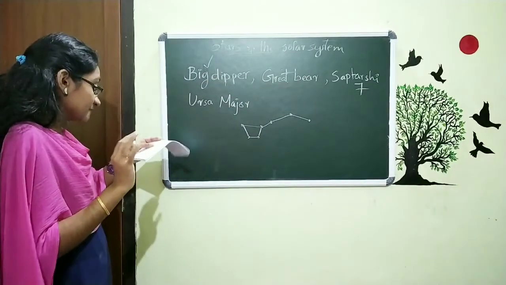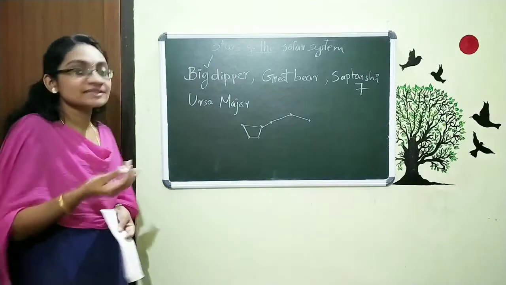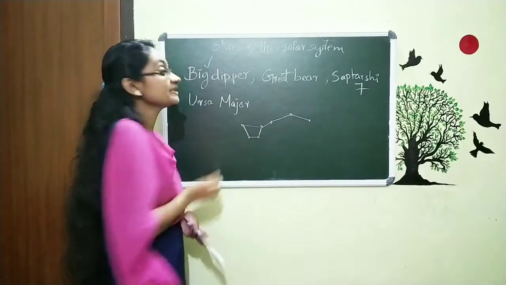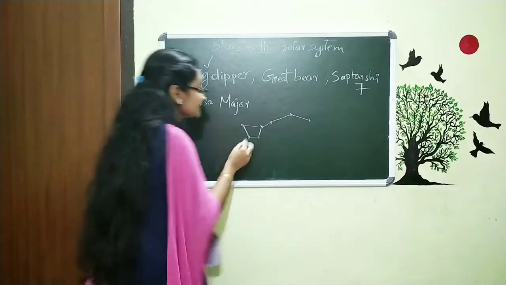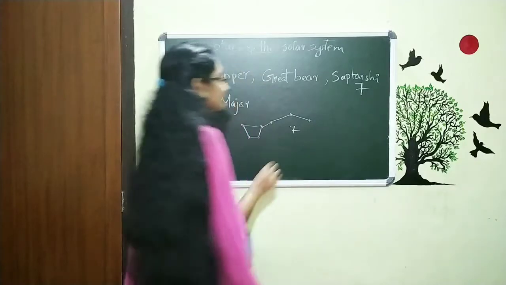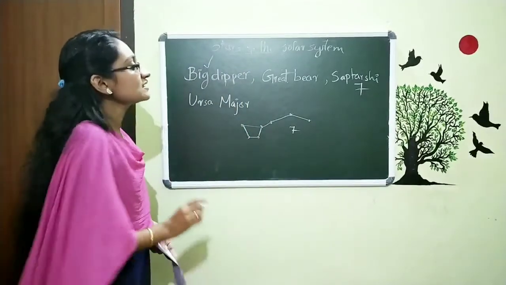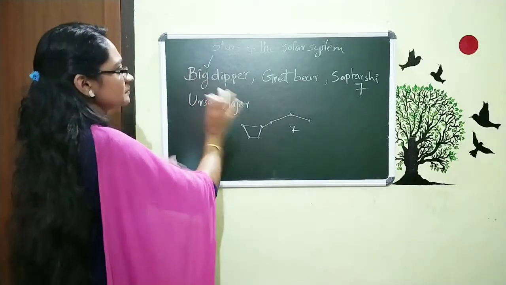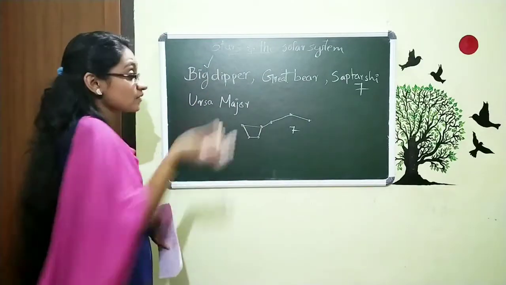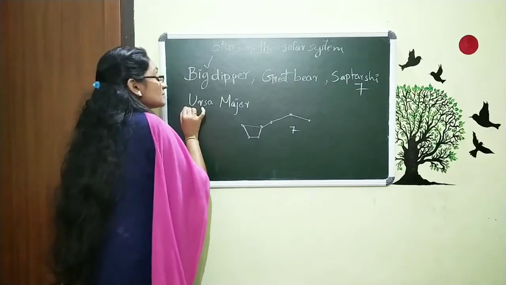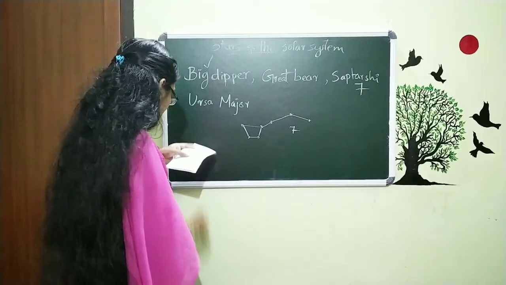In ancient times, people used it to drink water in dippers. That's why they called this shape the Big Dipper. And also here we have 7 stars: 1, 2, 3, 4, 5, 6, 7. These 7 stars are why they call it Saptarishi. And some people see it as a big bear, and that's why they call it Great Bear. It also has another name, Ursa Major. This is all about this.